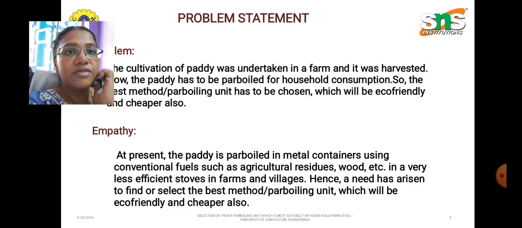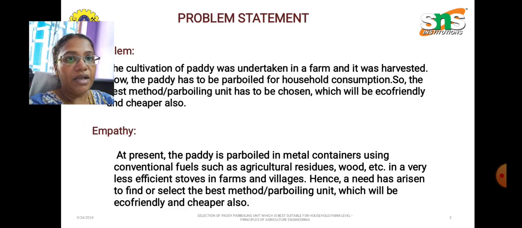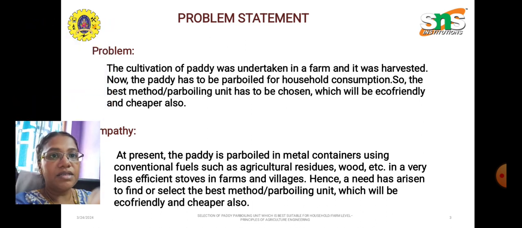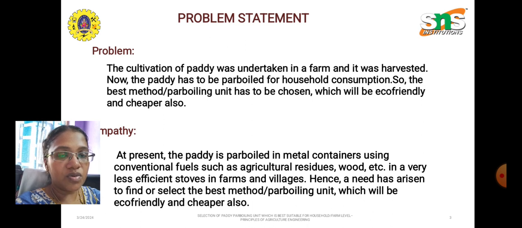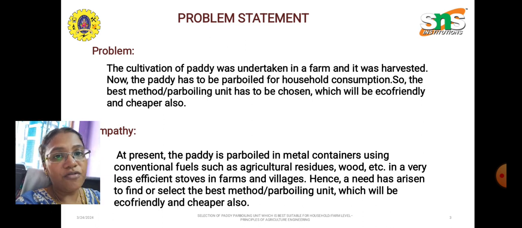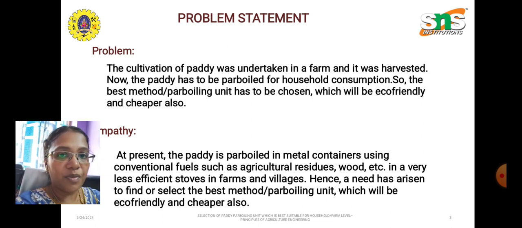So for this topic, our problem statement is that the cultivation of the paddy was undertaken in a farm and it was harvested. Now this paddy has to be parboiled for household consumption, so the best method or parboiling unit has to be chosen, which will be an eco-friendly one and also a cheaper one.